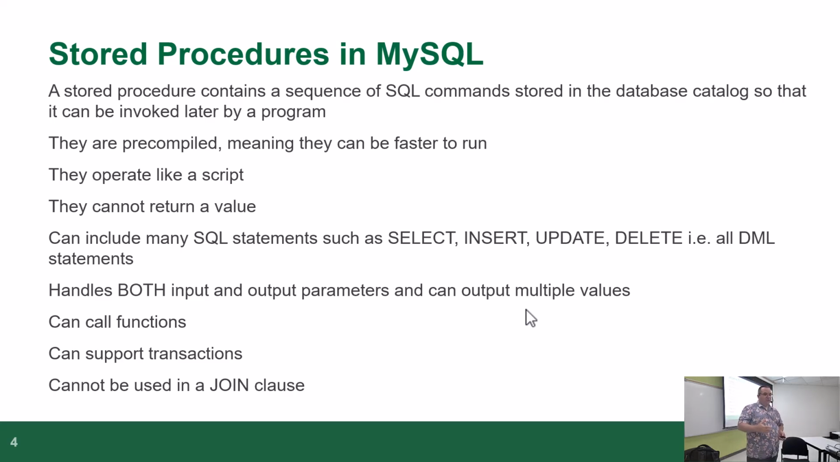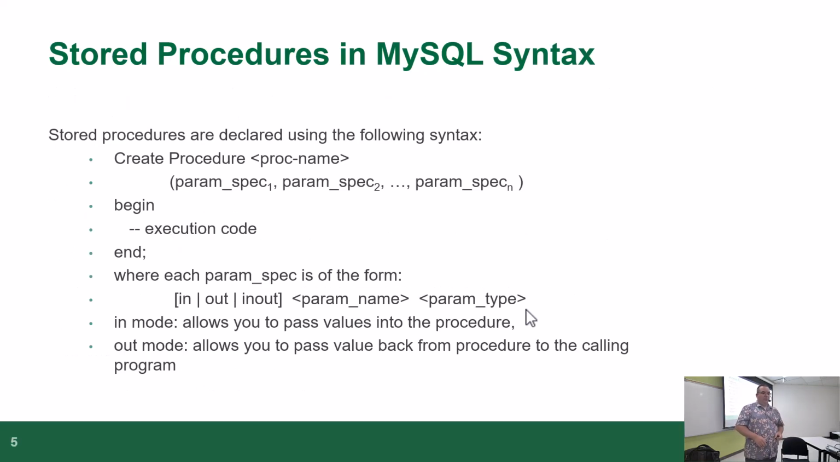It is able to call functions. It supports transactions. You can't use it in a join clause because you can't use it as part of a select statement. You call the stored procedure. You don't select star from whatever.